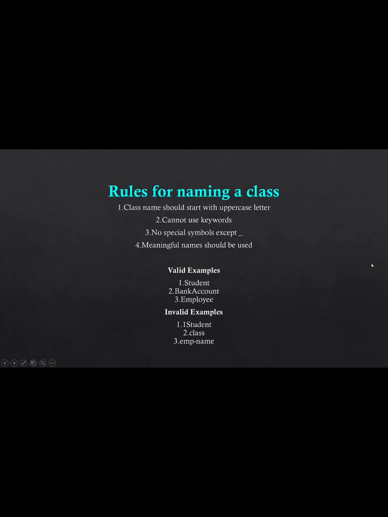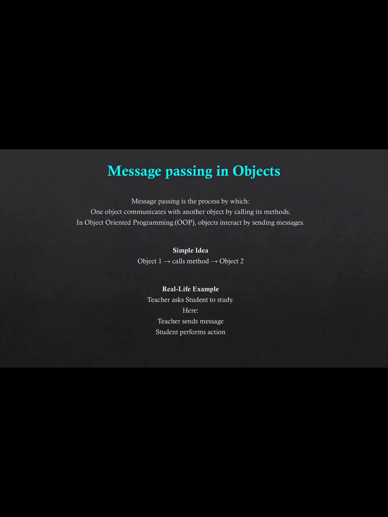Now, coming to the next part, till now, I think you would have understood what class and object means. Now, what is message passing in objects? Message passing in objects is nothing but how two objects communicate with each other. So here, what does this mean? One object communicates with another object by calling its methods. This is called message passing, and this is how message passing happens in objects. So here, one object will call the methods of second object. This is what message passing means. So message passing in objects is nothing but just a way of communicating with another object using its methods.